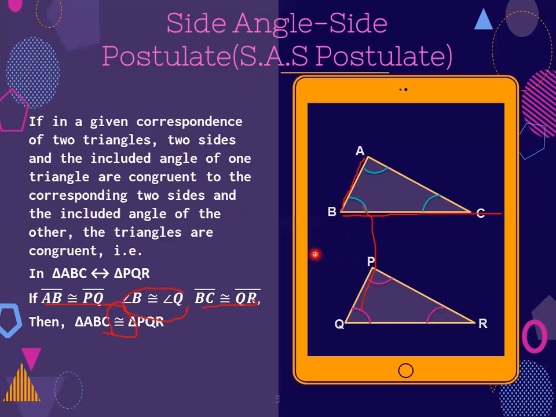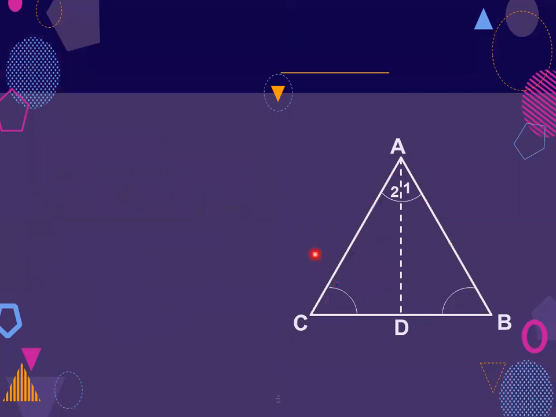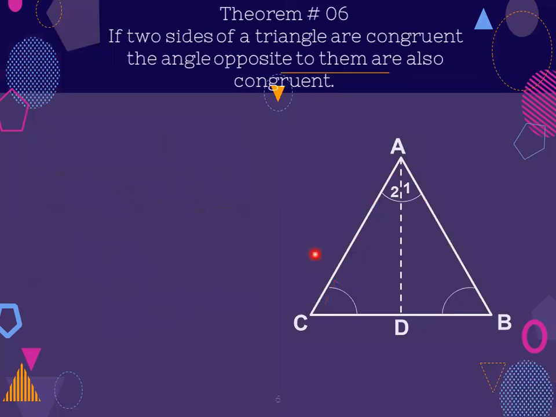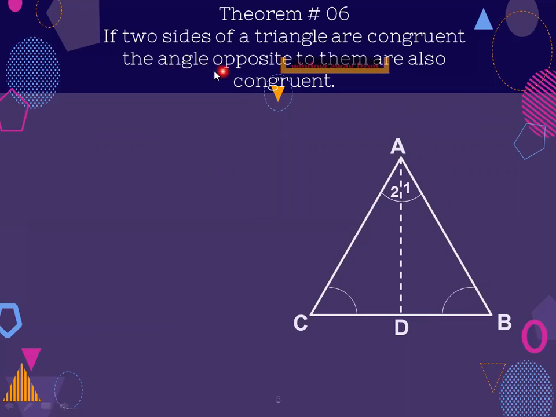Understand? I hope all the things are clear to you, because I'm going to start the theorem now. This is your theorem number 6. What is theorem number 6? Look here. If two sides of a triangle are congruent, then the angles opposite to them are also congruent.